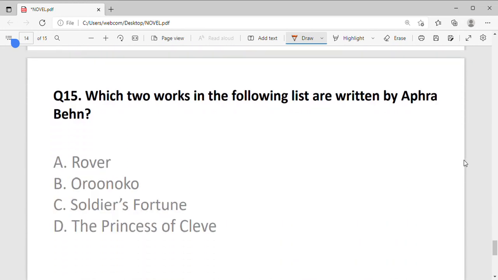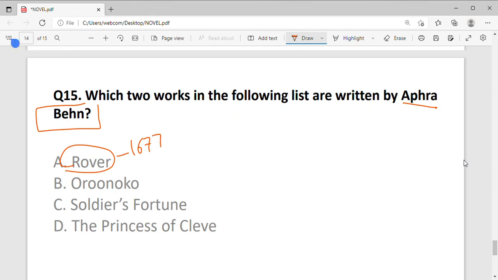Then we have here Aphra Behn, Neoclassical Age. The Rover is a play by her, published in 1677. And Rover is again a play, by John Dryden, right? Oroonoko, or influenced by it. Oroonoko is a novel by her, 1688, set in Suriname, about a slave, right? So make sure you take a look at all of these novels which I have given to you.